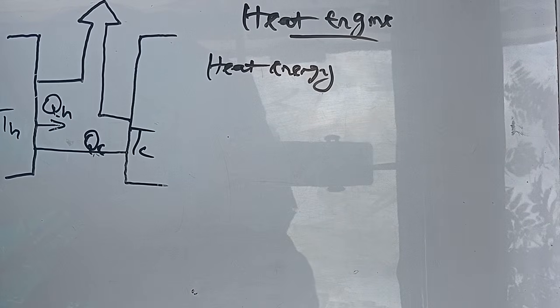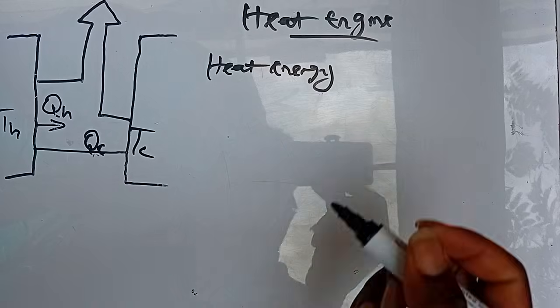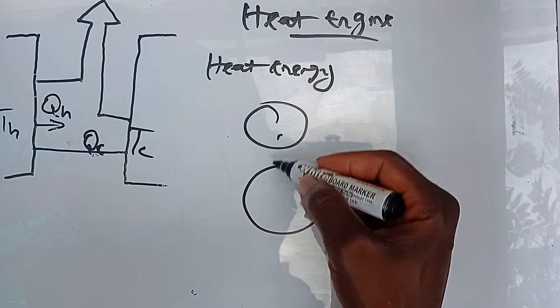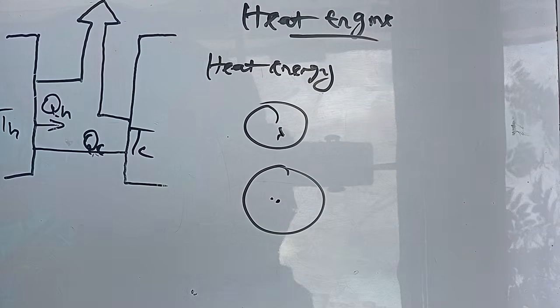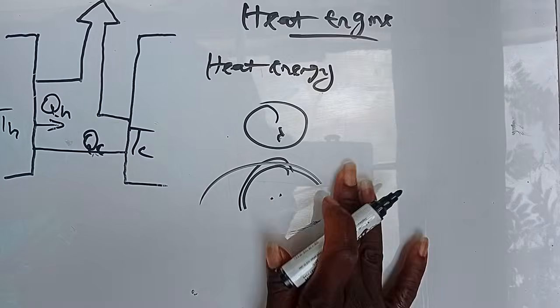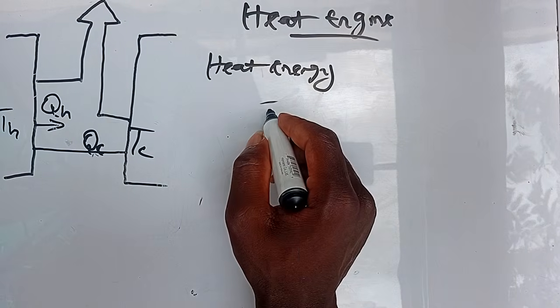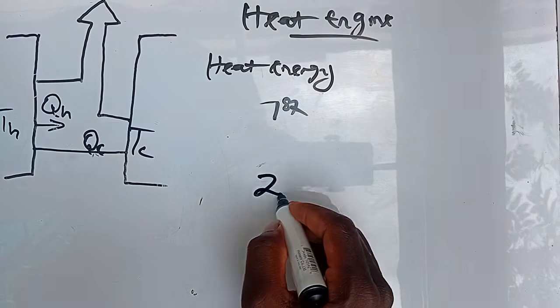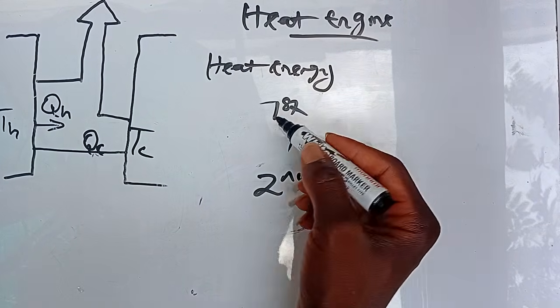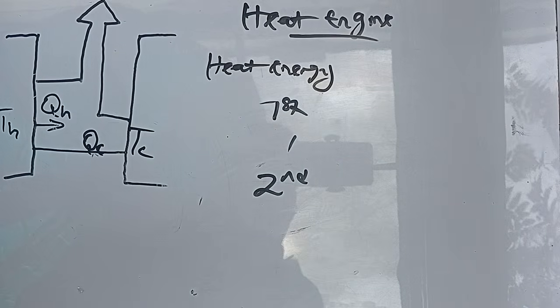And how does it do that? It does that by operating between two reservoirs, though the operation is in a cycle. Not a circle like this, that's not what I mean by circle. Let's say this is the first reservoir, this is the second reservoir. By operating between these two reservoirs, a heat engine converts heat energy into mechanical energy.